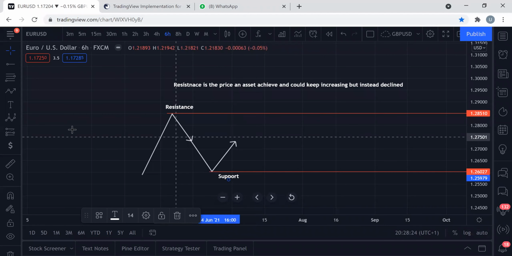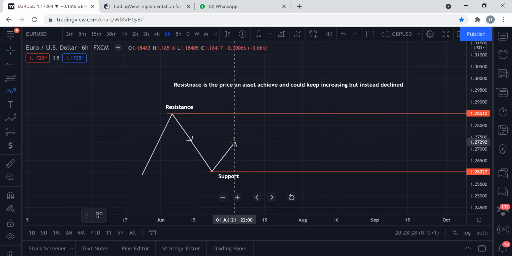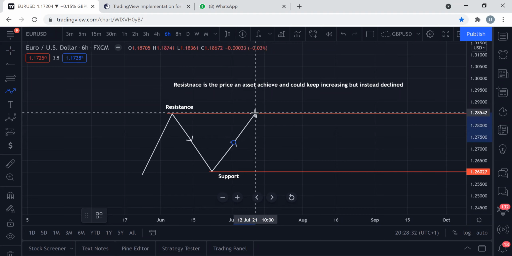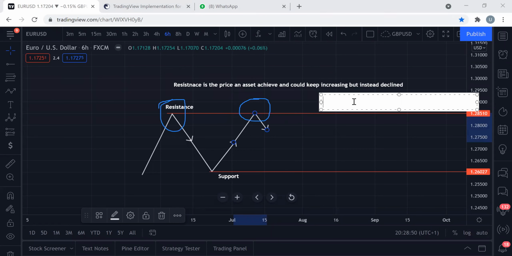Now, for you to make use of it, you wait and allow price to come back to it. Let's say the price keeps going up like this and gets to this point again, that exact point it reversed from here. If it reverses from it again, we can now call this resistance a verified resistance.